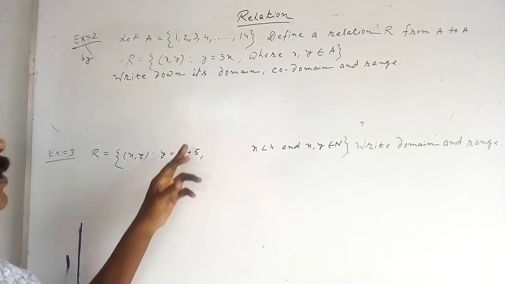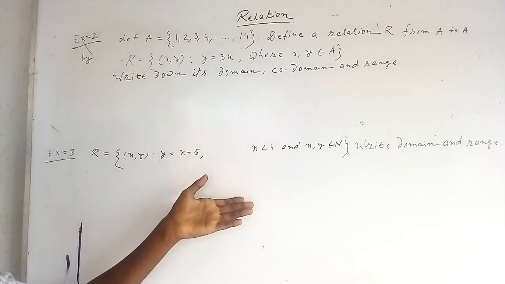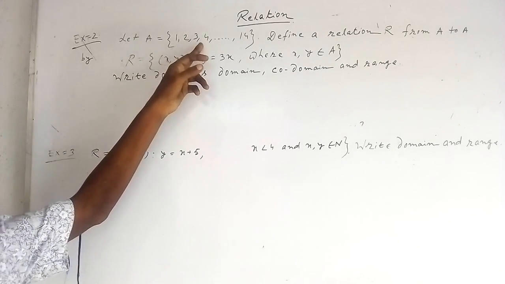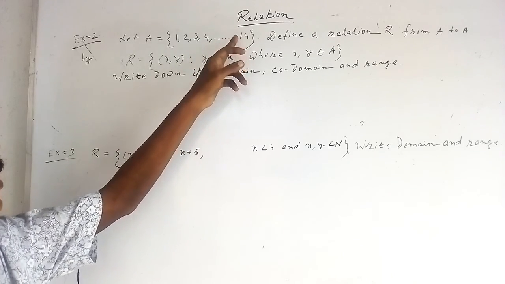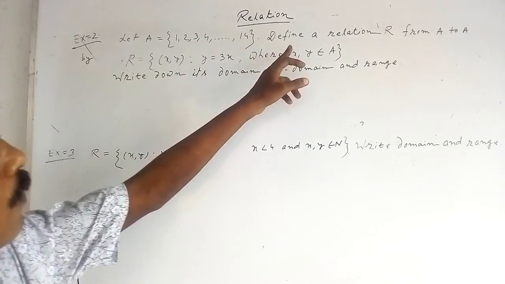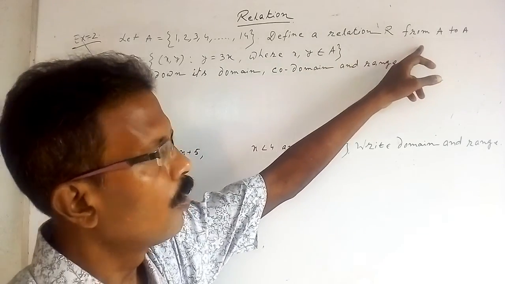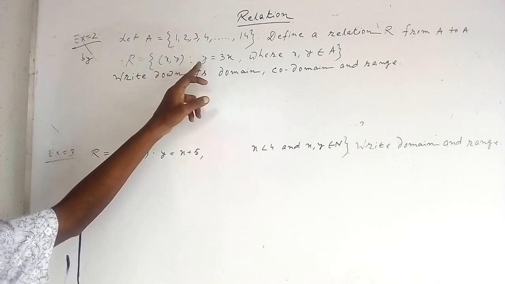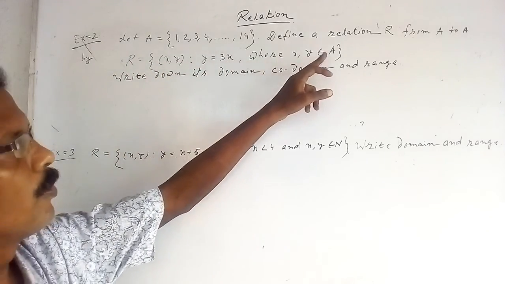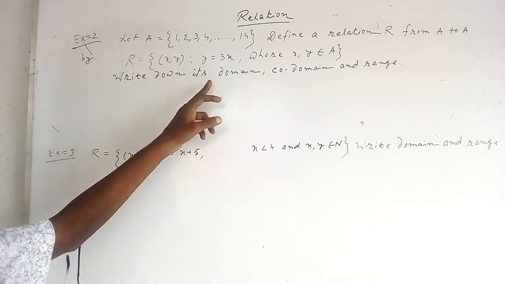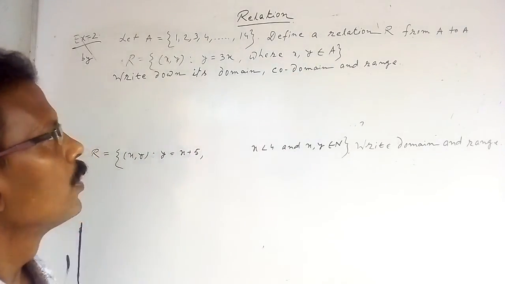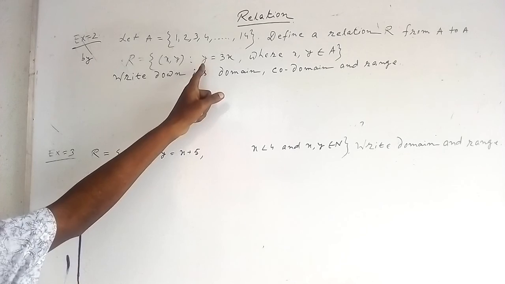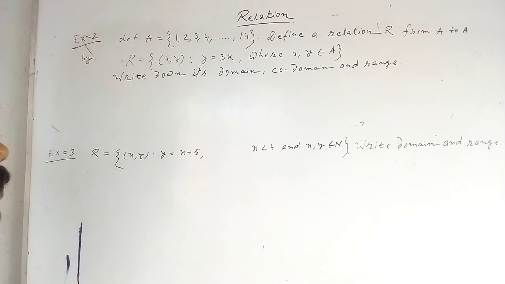Now we are coming to the next problem, that is example 2. A is equal to {1, 2, 3, 4, and onwards up to 14}. Define a relation R from A to A such that R is equal to {(x, y)} such that y is equal to 3x, where x, y belong to A. Now write down its domain, codomain and range. The relation is from A to A, and the relation is y equals 3x.